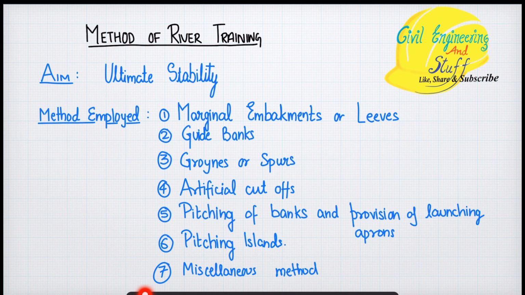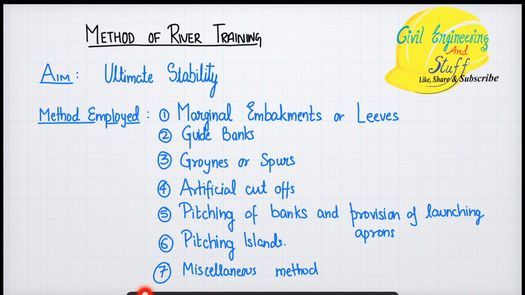Now, from the previous lecture, we can summarize that the ultimate aim of river training work is to achieve ultimate stability. This means that the river again flows in the designated path with a certain depth of flow, certain velocity, and certain discharge. Now, how do we achieve that? We achieve that by constructing certain structures along the river. What are those structures? They can be the construction of marginal embankments or levees, guide banks, groynes, also called spurs, artificial cutoffs, pitching the bank, launching aprons, pitching islands, and then case-specific miscellaneous methods can be installed in the river to ensure ultimate stability over the flow of the river.